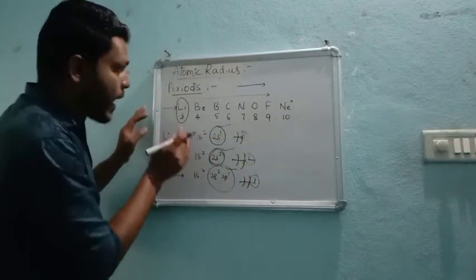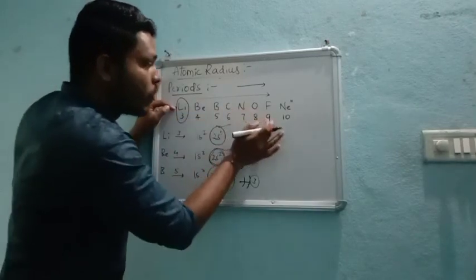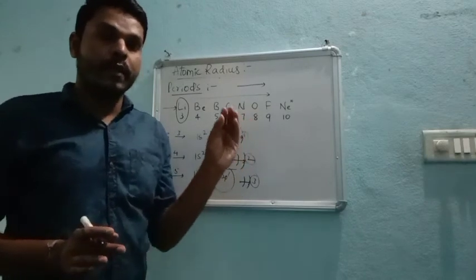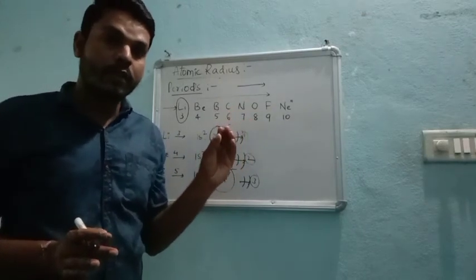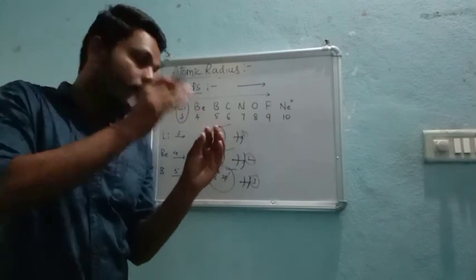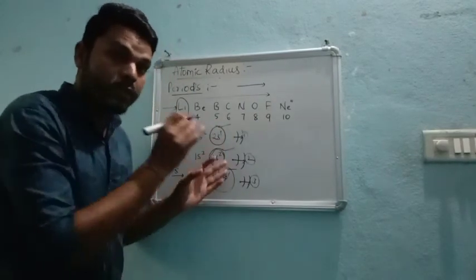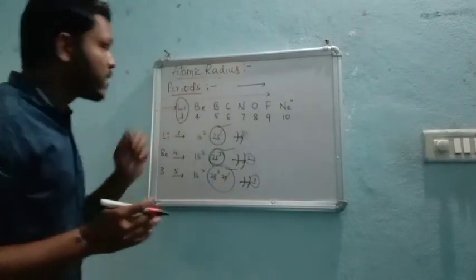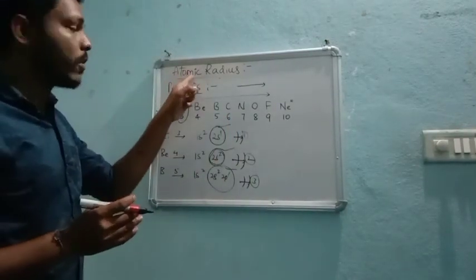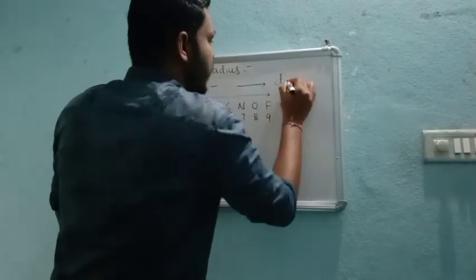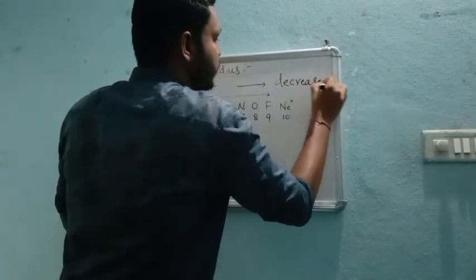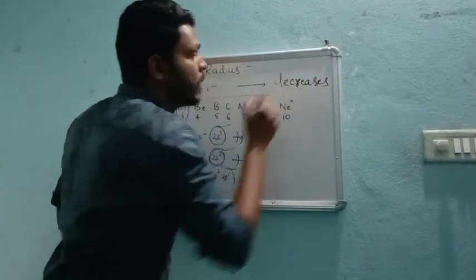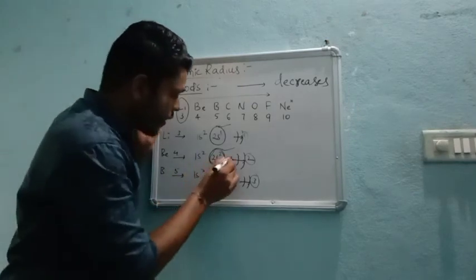So as we move from lithium to fluorine or neon, the shell size goes on decreasing, right? Why? Because we are putting more electrons into the same shell. So our shell is shrinking. So what conclusion do we draw in the period about atomic radius? It always decreases, because the electrons are entering into the same shell.